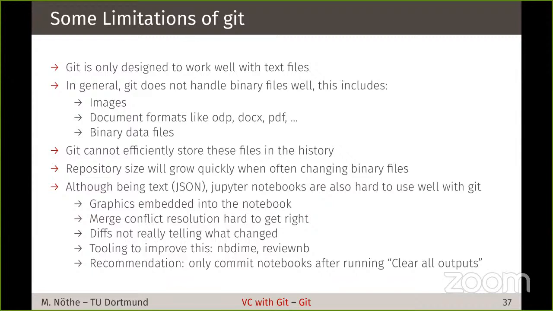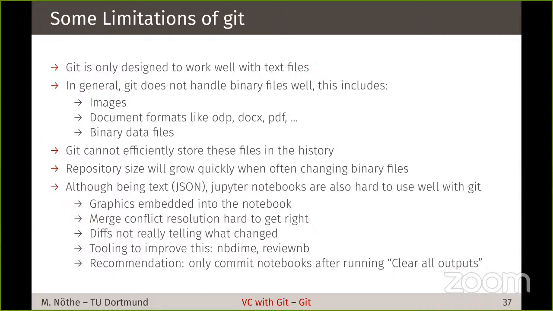And the same goes a bit for Jupyter notebooks. Jupyter notebooks are text. They are stored as JSON files, which is a standardized data format. And Jupyter chooses to use a specific layout of JSON to store these Jupyter notebooks.